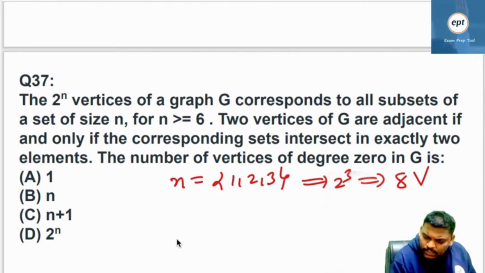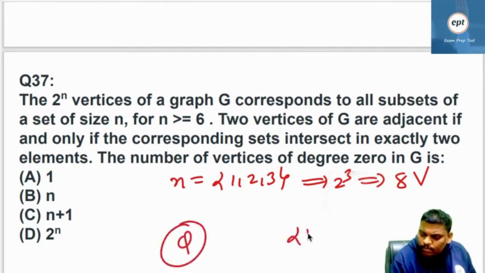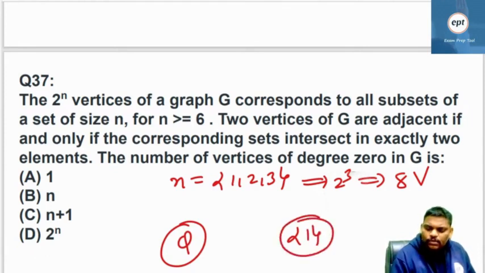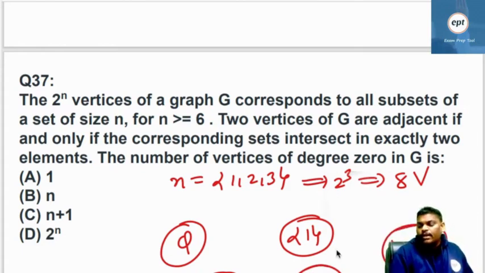One vertex name is phi. One more vertex is {1}. One more vertex is {2}. One more vertex is {3}. One more vertex is {1, 2}. So the 2 power n vertices of a graph G correspond to all subsets of n. Next one, {1, 3}, and {2, 3}.